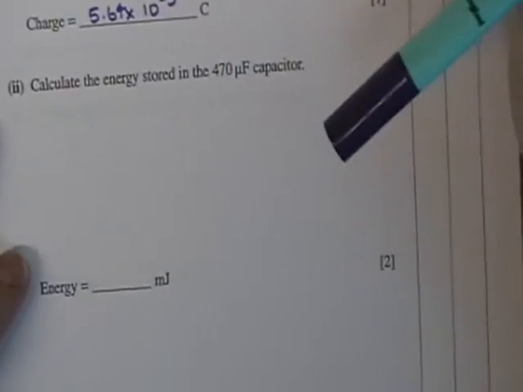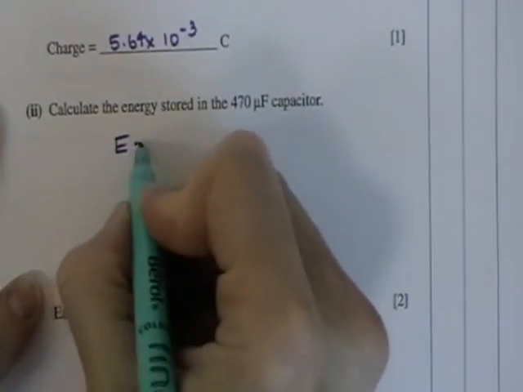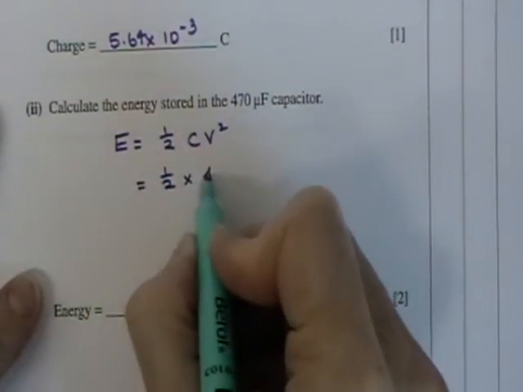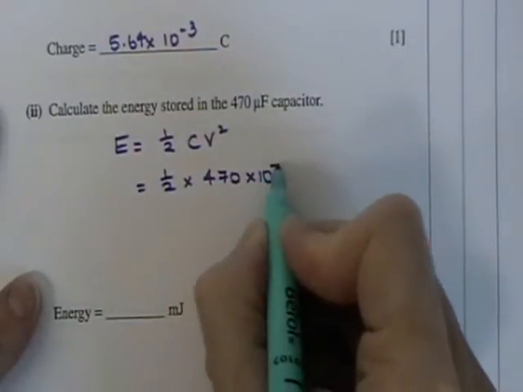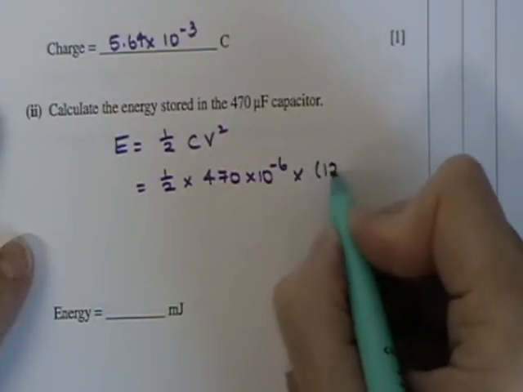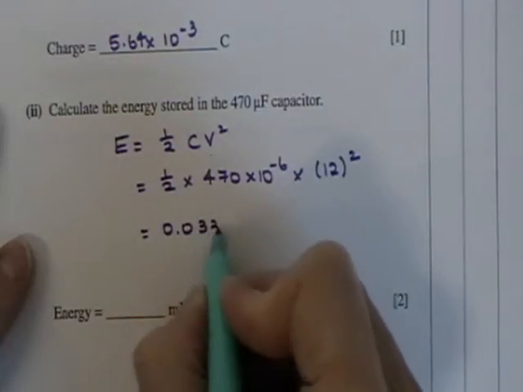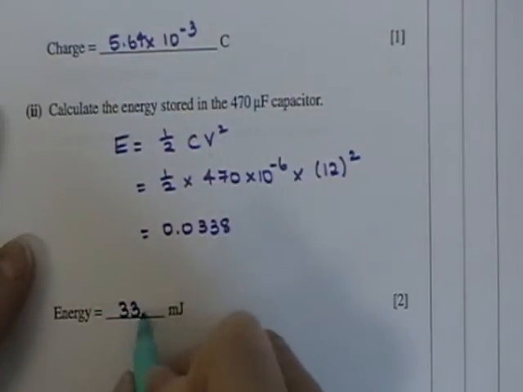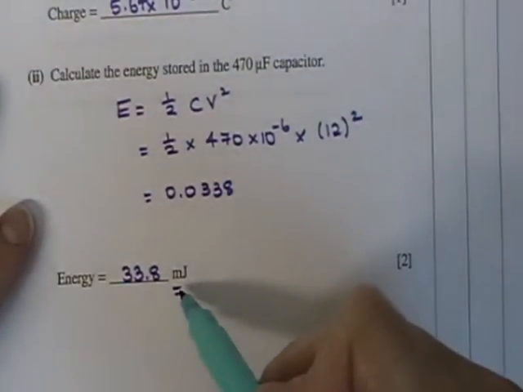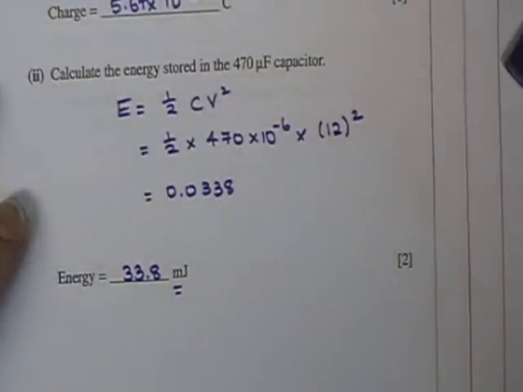Next part of the question, calculate the energy stored in the 470 microfarad capacitor. Just using E is equal to half CV squared, that's a half times 470 times 10 to the minus 6, and then V squared is 12 squared. That gives you an answer of 0.0338 or 33.8 millijoules. So just watch out for wee things like that where they're expecting you to use a prefix in your answer and you mightn't have caught on. You'd lose a mark if you didn't have that.